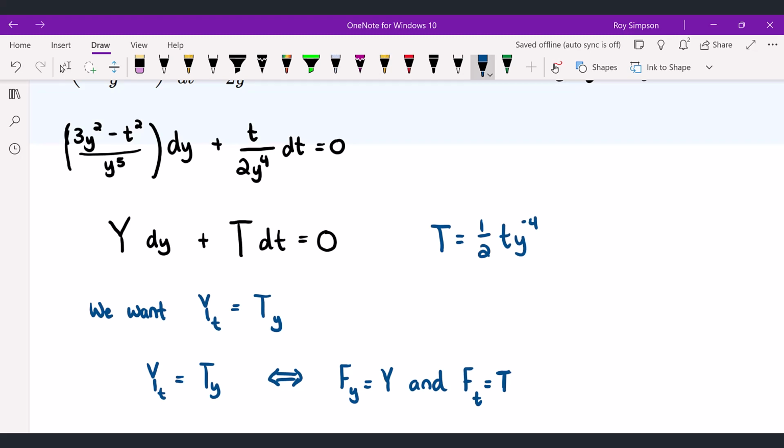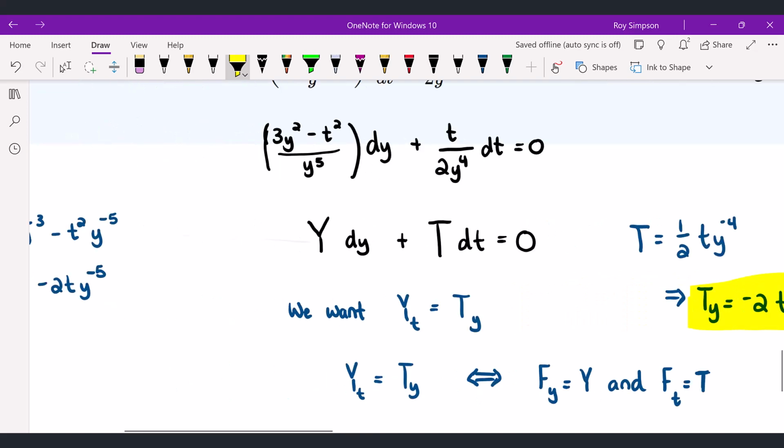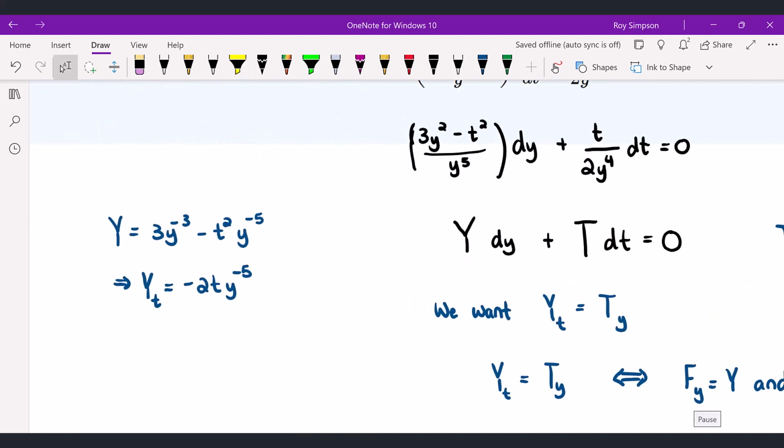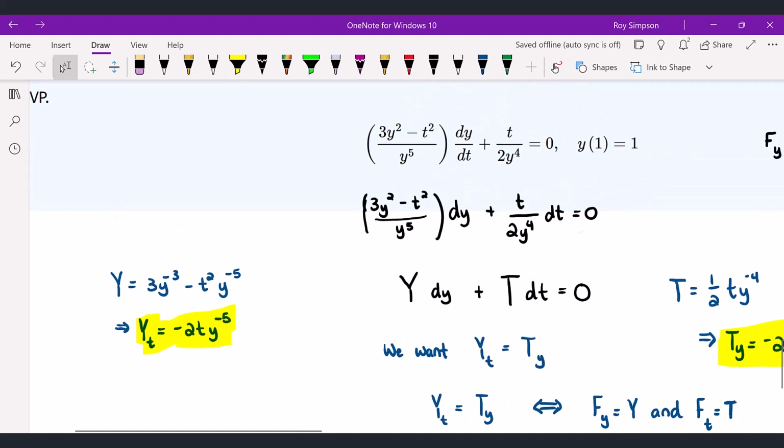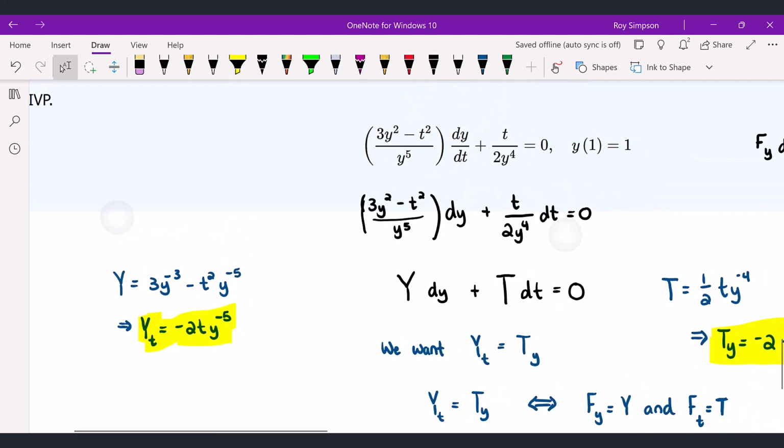Let's take the partial of t with respect to y. So let's see what we have right now. The partial of t with respect to y is negative 2t, y to the negative fifth. And let's see, the partial of y with respect to t is negative 2t, y to the negative fifth, the same thing. So we're very lucky. This equation that we originally handed, that differential equation right there, and in fact, it is technically an IVP, but we'll deal with that in a moment.